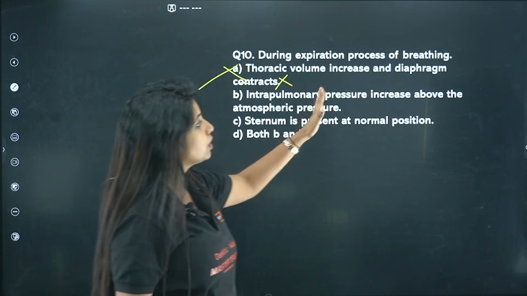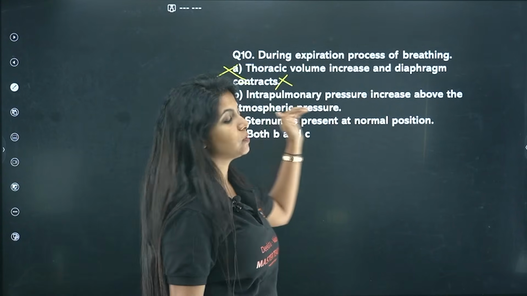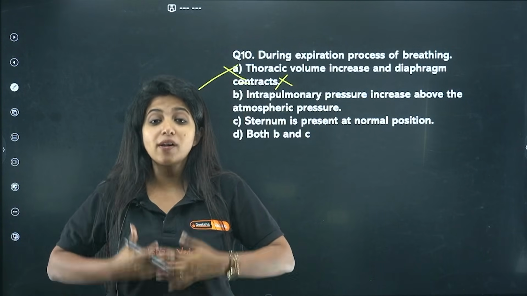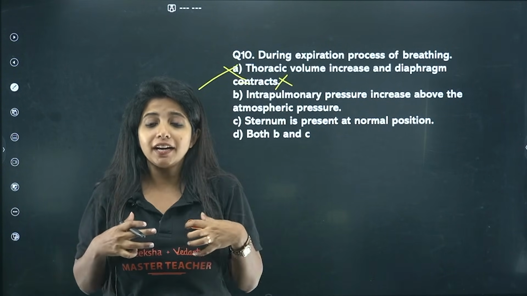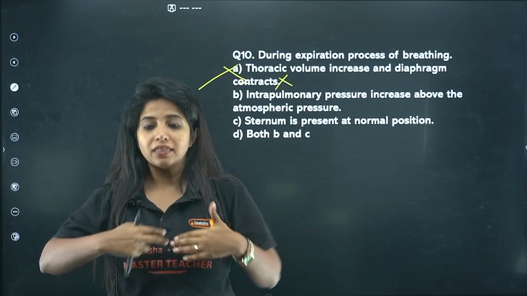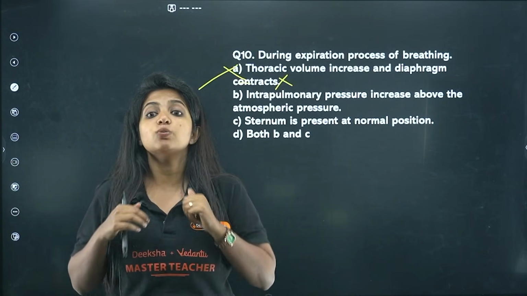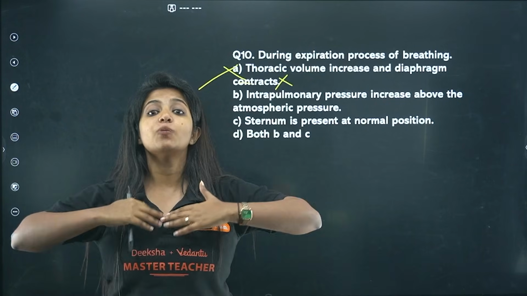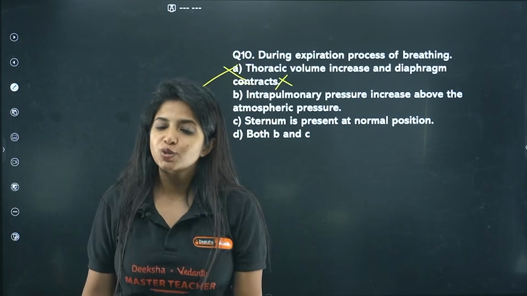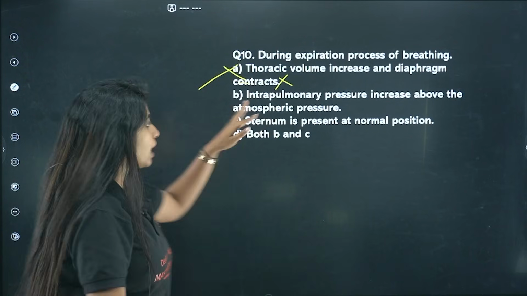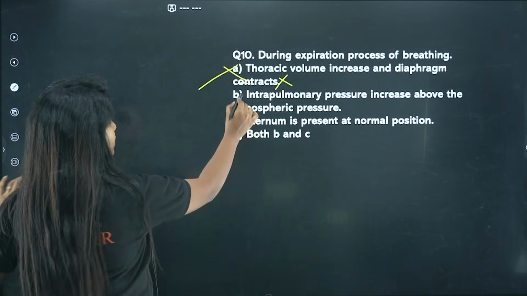Now, intrapulmonary pressure increases above the atmospheric pressure. If at all you see, with the lesser thoracic volume, all the air is still stuck up there. You get it? So obviously the intrapulmonary pressure over here in the lungs, my dear children, is way too much, and it is more than the atmospheric pressure out there. That is why expiration is going to happen. From more to less it will be going, right? So that is why expiration is going to happen. This is why I say that B is correct.